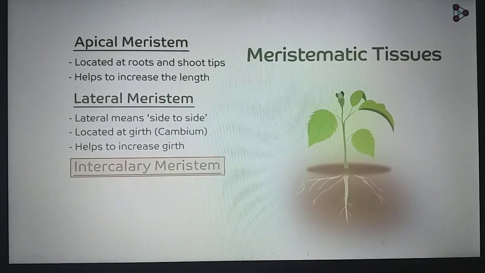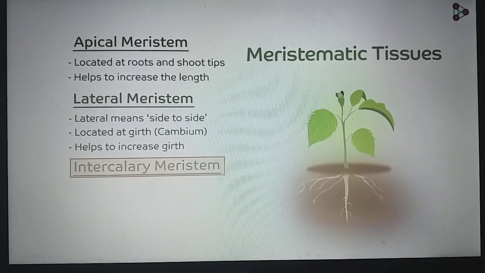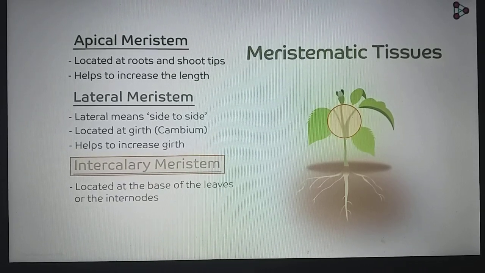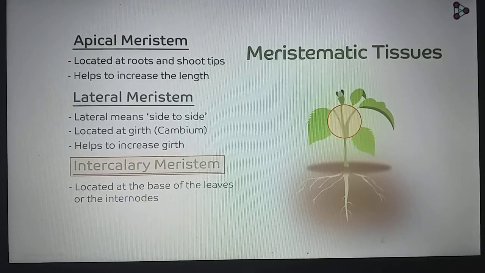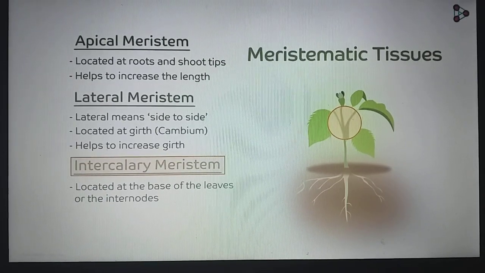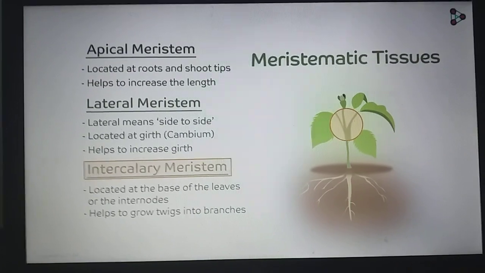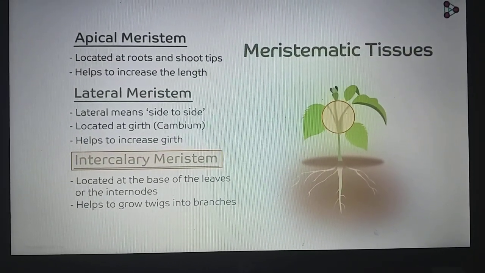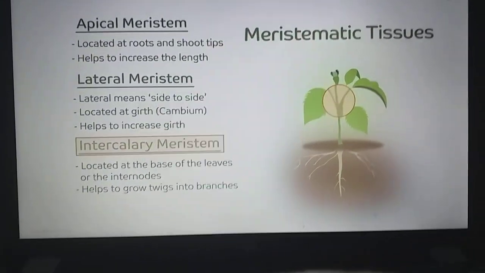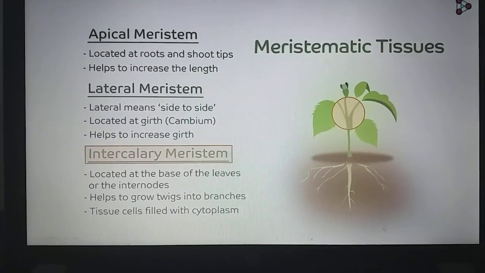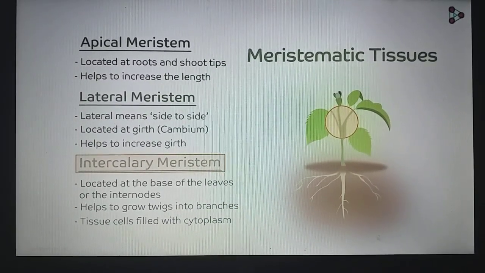Next is intercalary meristematic tissue. These tissues are found at the base of leaves or internode. It helps in the growth of the twigs into branches. As these tissues are very active, the cells in these tissues are filled with cytoplasm. They require a lot of energy and nutrition to carry out various functions.